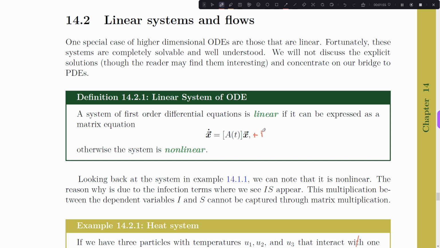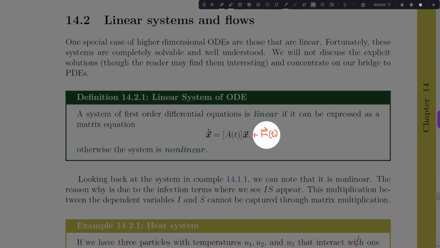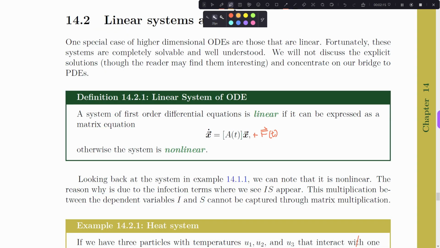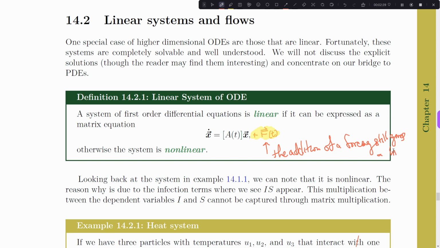Now I want to make a slight comment here because I don't know if I like the way that Colin wrote this. This should also be possibly added with a function that depends on time, F, a vector. Really, this is a vector. This is a curve which depends on time, right? Because it's a vector which depends on time. But this is a forcing. Okay, so we could possibly add a forcing. And this still stays linear. Okay, so the addition of a forcing still gives a linear ODE.